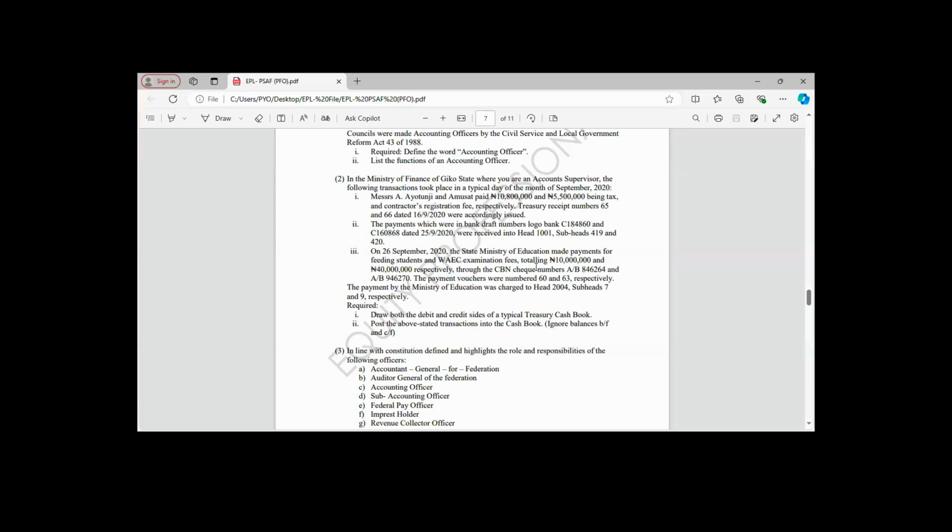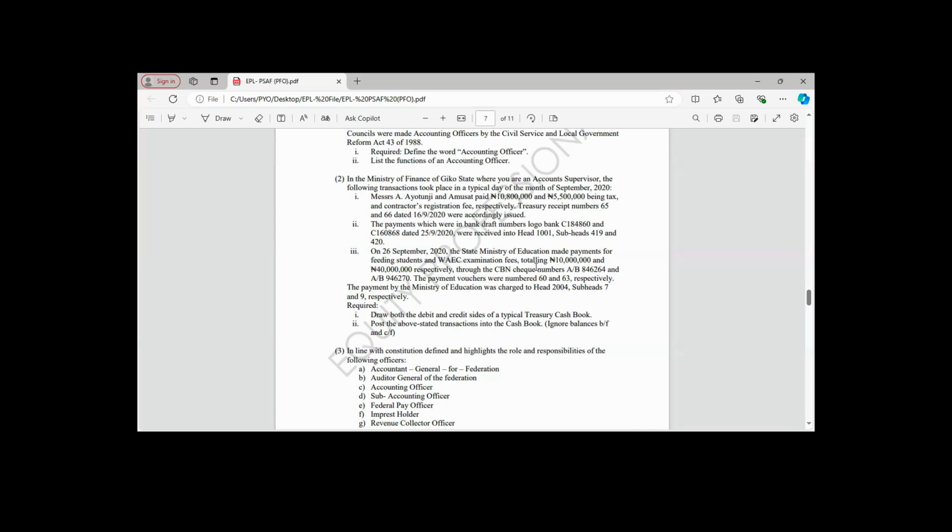Can you still remember what we mean by treasury cash book? Which officer is there to maintain the treasury cash book? Which officer is in charge of managing what we call the treasury cash book in the public sector? I said the officer in charge of managing the treasury cash book. What's the name of the officer in the public sector? Any idea?